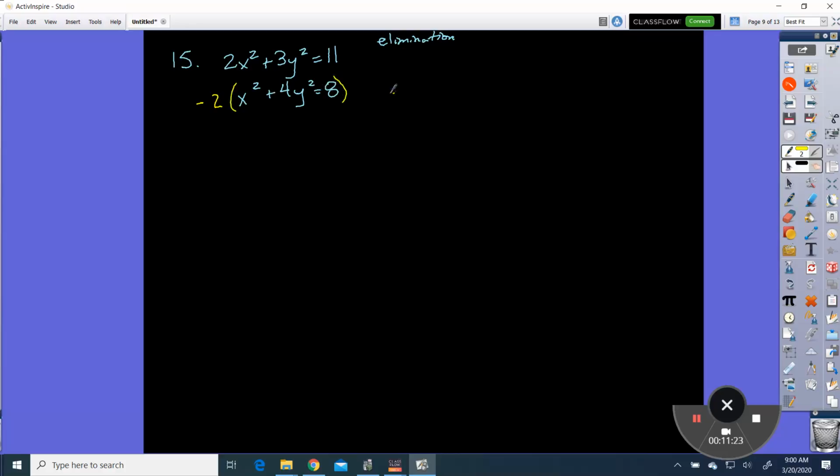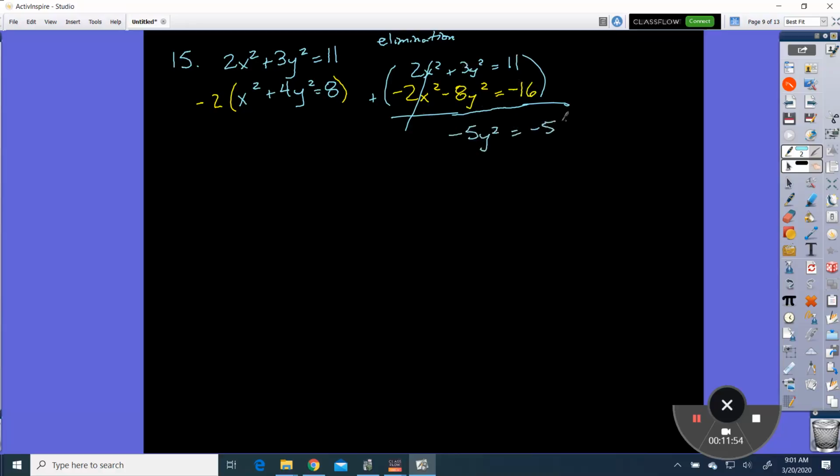So now what I get is negative 2x squared minus 8y squared equals negative 16. The biggest thing is make sure you distribute that negative 2 to everything. So I've done that. So now I can combine it. Realize when I say combine, what I really mean is we're going to add these two equations together. Okay, so 2x squared minus 2x squared, those go away. Negative 8y plus 3y is negative 5y squared. Negative 16 and 11 make negative 5.